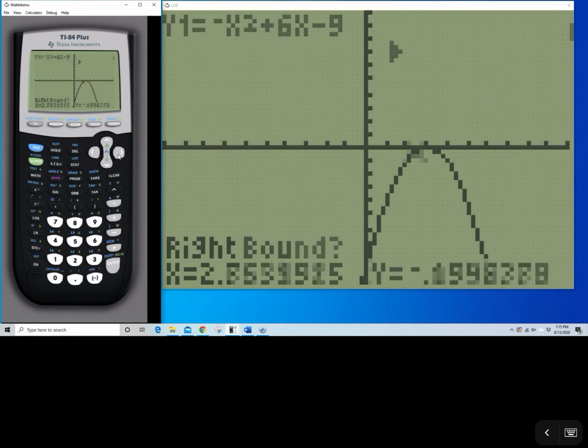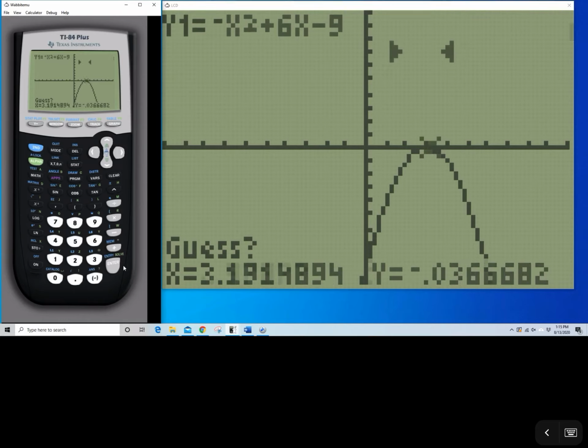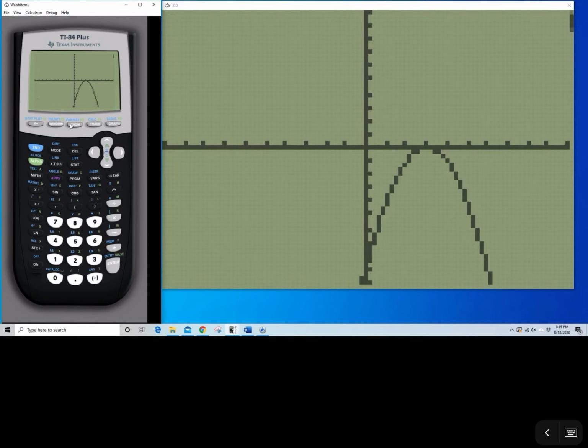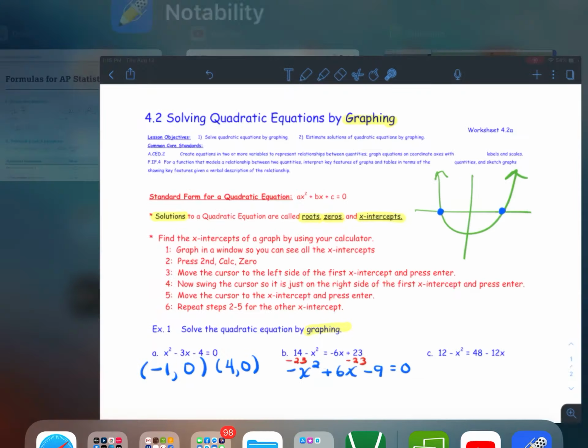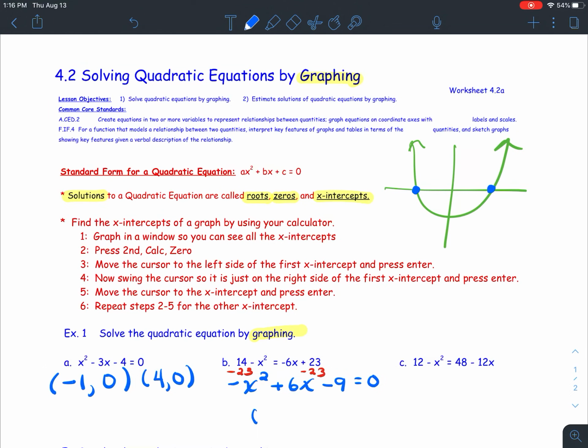So I'm going to move this cursor so it's a little closer to the x-intercept, but still staying to the left of the x-intercept. And now my prompt in the bottom left corner says right boundary. So I'm going to move the cursor over to the right-hand side, press enter, and for guess, I'm just going to move it directly on top of it and hit enter. And this is going to give me, let's see. Okay, I got 0 there.